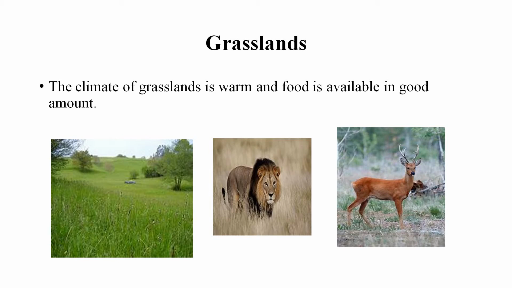Grasslands. Students, many animals live in the grasslands and in forests. The climate of grasslands is warm and food is available in good amount. But because of heavy population, the competition for food and other resources is tough in the grasslands and forests. Students, let us see some examples of animals to understand the adaptation to the grasslands.